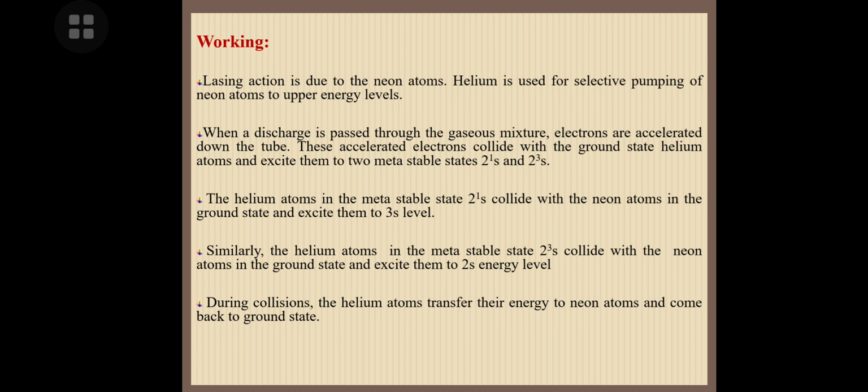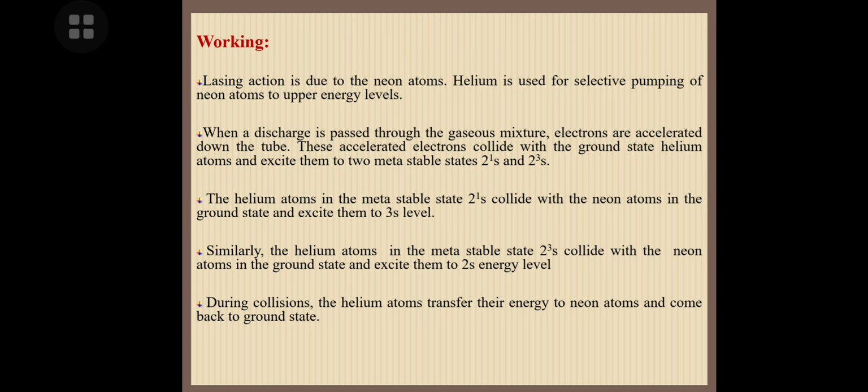travel from one end to the other, anode to cathode, and when they are traveling, they collide with the gas particles. Here we are taking the 10:1 ratio, so there is maximum probability that the electrons will collide with the helium atoms, and these helium atoms are excited to higher energy levels, that is 2s1 and 2s3, and these two are the metastable states for the helium atoms.